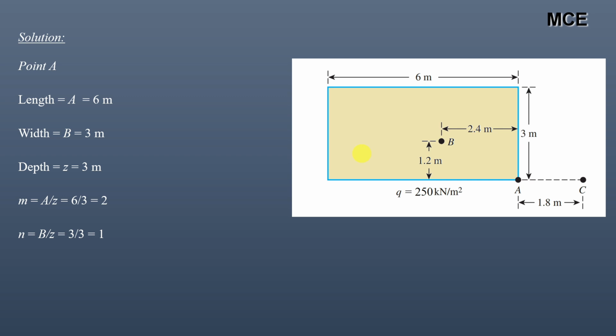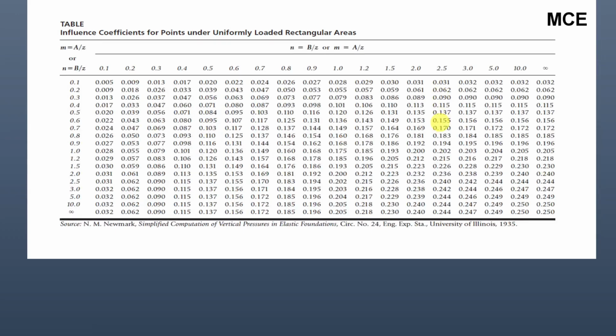These two coefficients are used to find the influence coefficient from a table, which I will show you in the next slide. After multiplying the influence coefficient with the uniformly distributed load, we will get the stress increase at this point A, because this point is at the corner of this rectangle. So this is the table of influence coefficients for points under a uniformly loaded rectangular area. You can download this table from the internet.